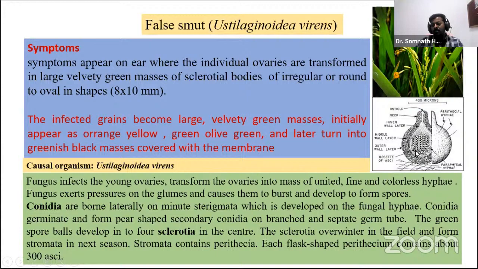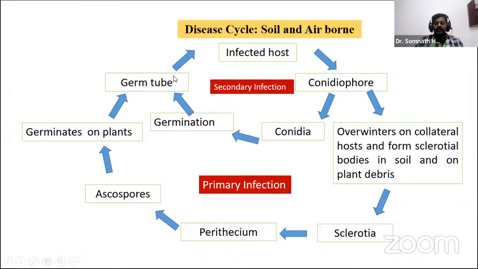These are the ascospores. Ascospores are the sexual spores which are responsible for the infection process. After the rupturing of these asci, millions of ascospores will be released from these perithecia and cause the infection. These are the primary source of infection. So as I discussed, this is the disease cycle of this pathogen, which is soil and airborne.